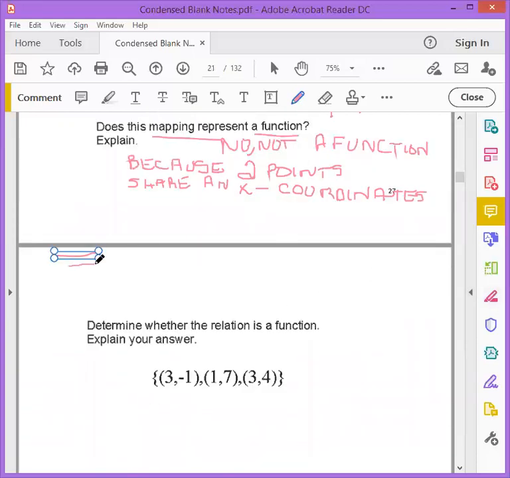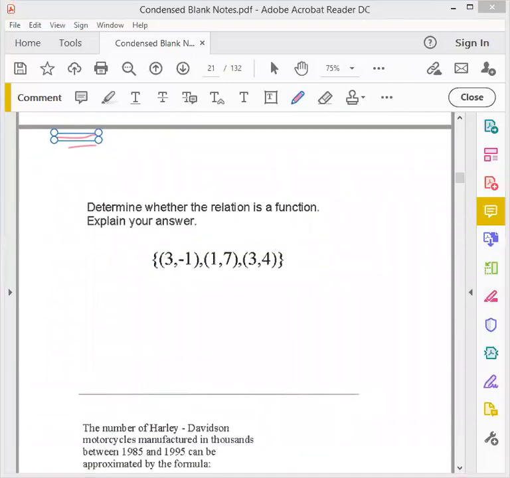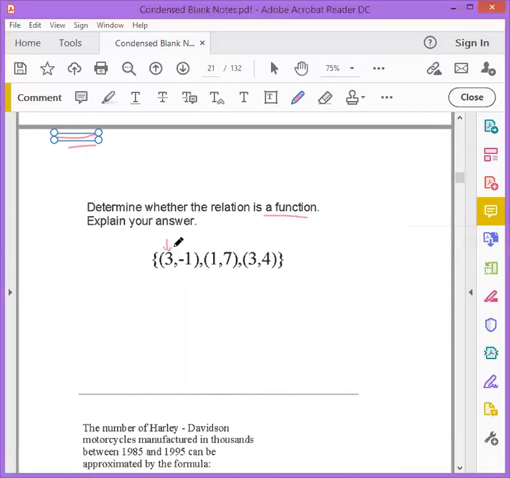Now let's look at the next example. This time we're given 3 ordered pairs and we're asked the same question. Does this relationship between these 3 ordered pairs represent a function? So let's look at our x coordinates. We have 3, 1, and 3 again. So a shared coordinate. That means this is not a function. Again, because these 2 ordered pairs share the same x coordinate. So it's not a function.